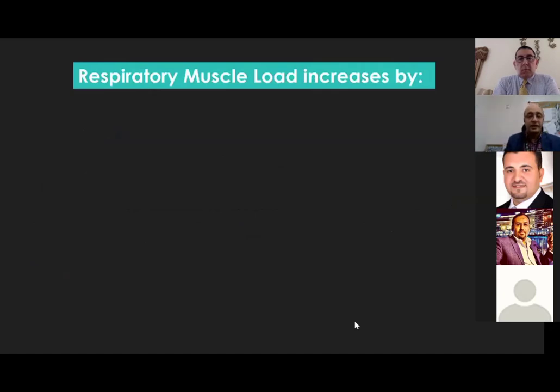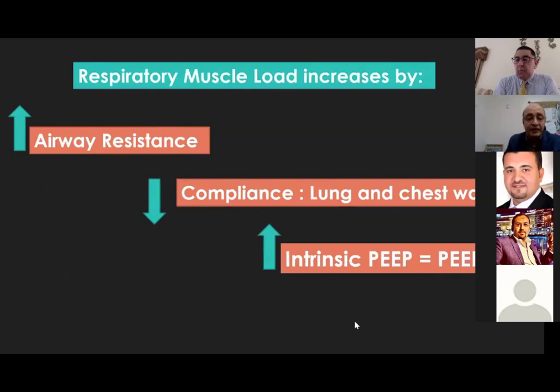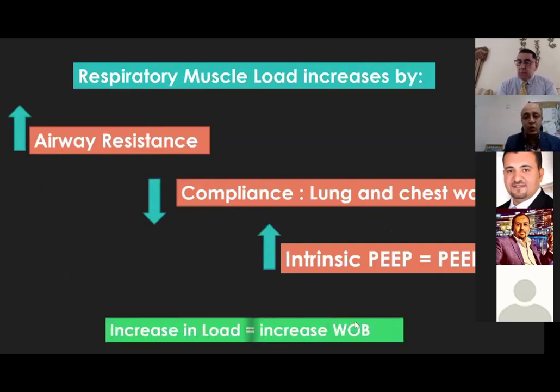Let's start with the lung. When the respiratory muscle load increases by an increase in resistance or a decrease in compliance. Resistance means that the resistance in the airway will increase, and compliance is either lung or chest wall or both of them. But also, if the intrinsic PEEP increases, this will increase the respiratory muscle load, which is a surrogate of increased work of breathing.